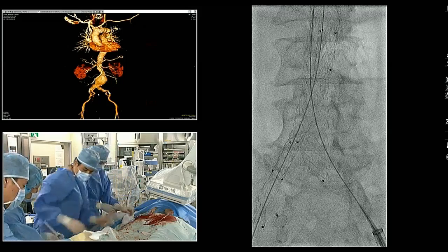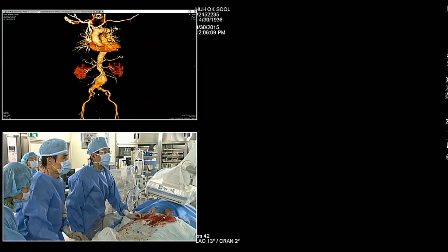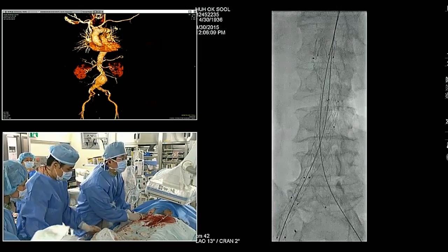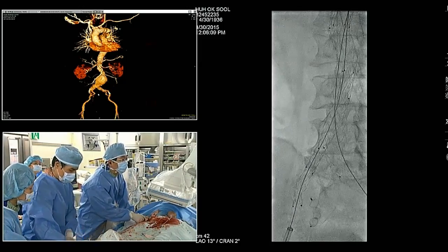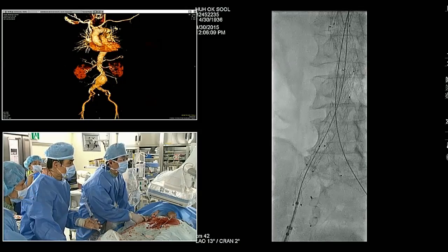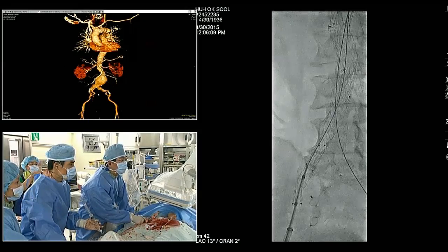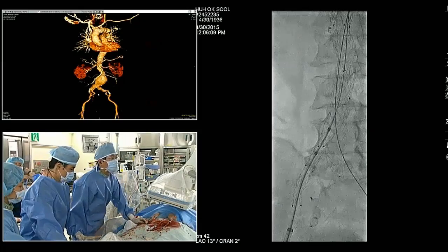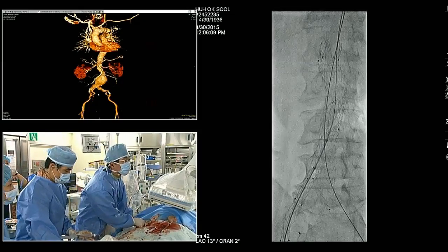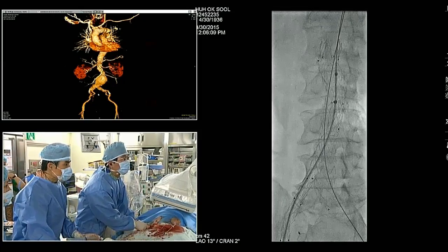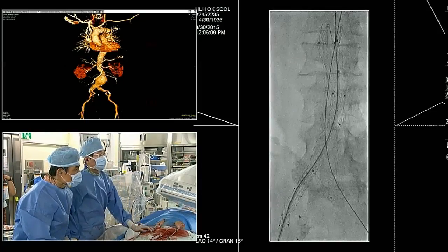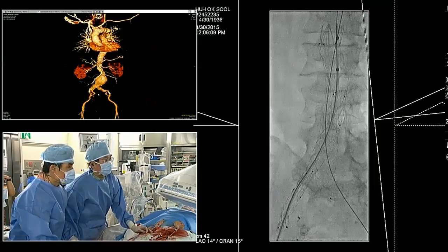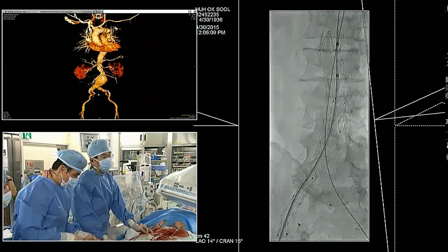So we now insert the Reliant balloon from the contralateral artery. So tell us what balloon you have here. This is a Reliant. It's a compliant balloon to make a post-dilation, perpendicular line. Silastic balloon.